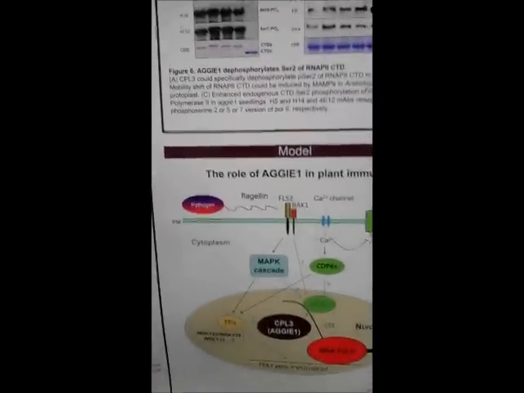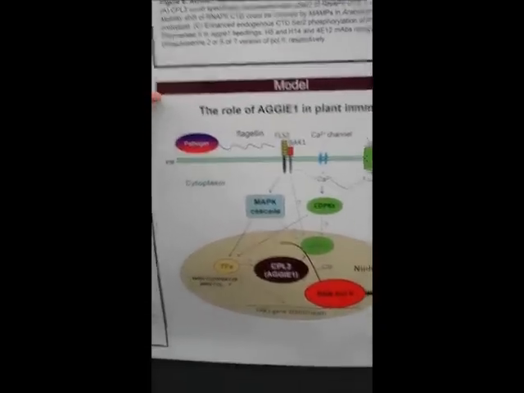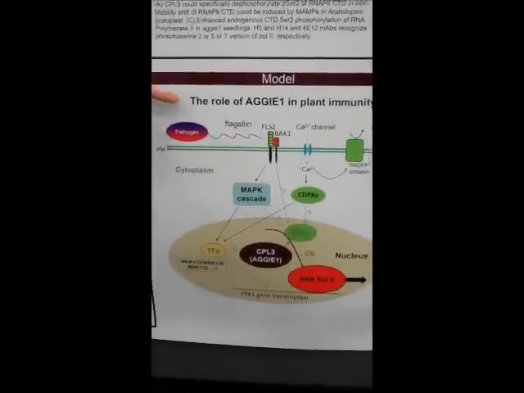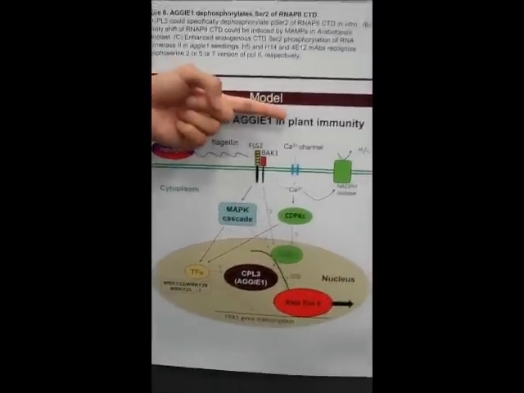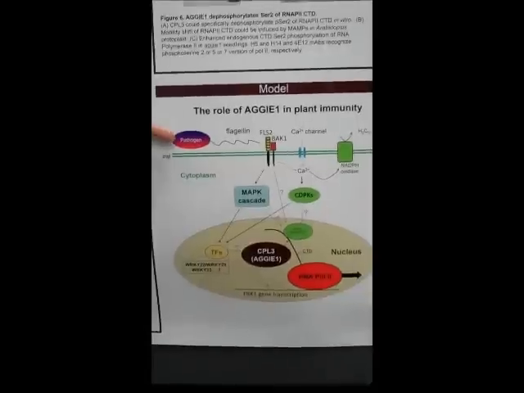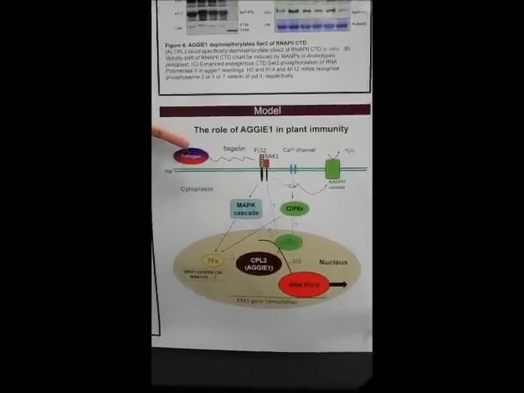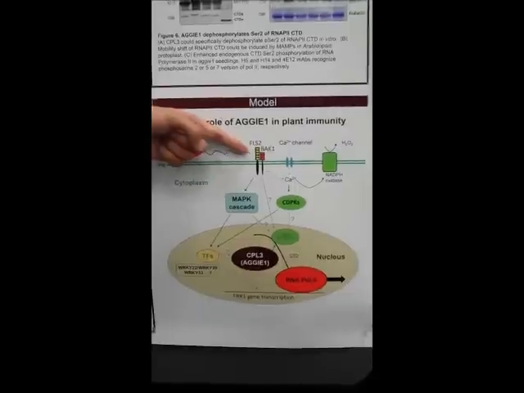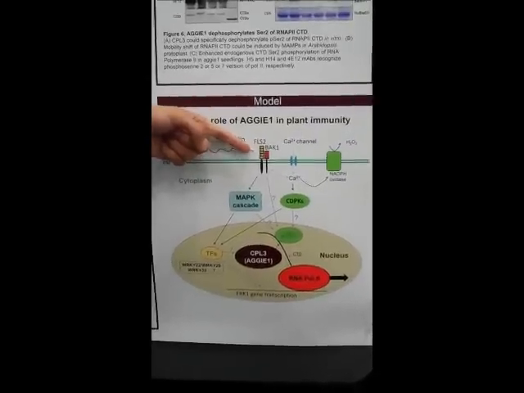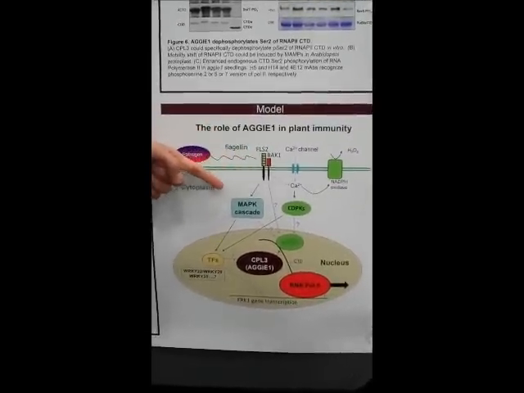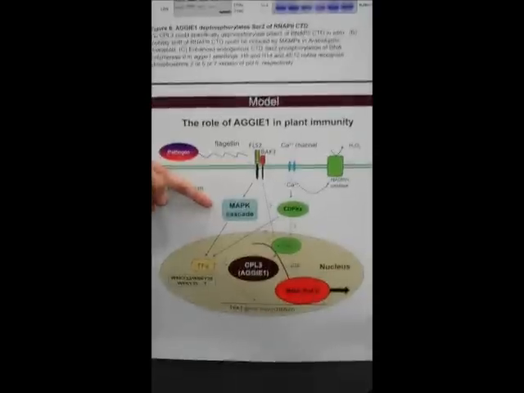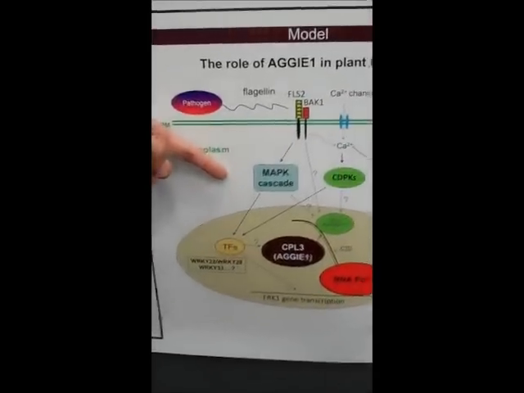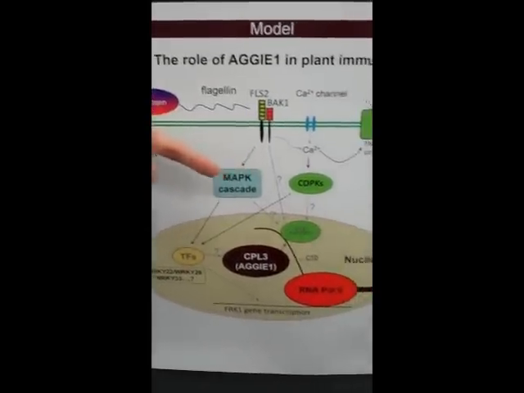So, here's the model of the role of Aggie 1 in plant immunity. When the pathogen infects the plant cell, the flagellin can be perceived by the receptor called FLS2 and transduce the signal to downstream protein kinase cascades, such as MAP kinase and CDPK.